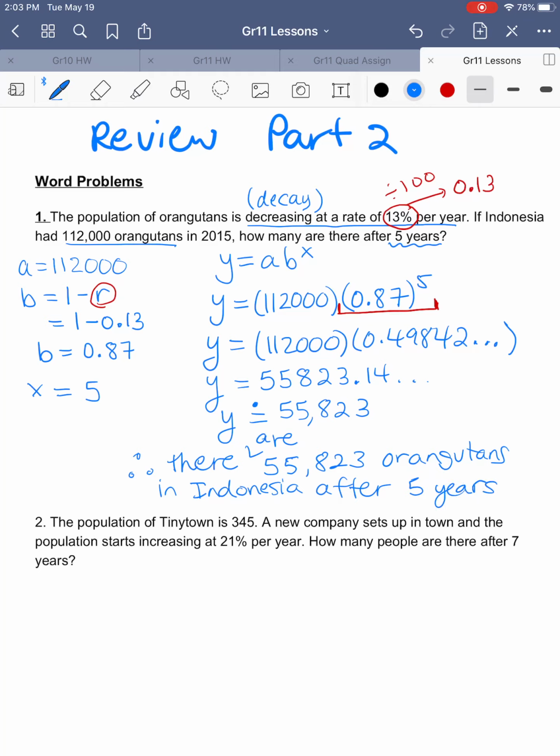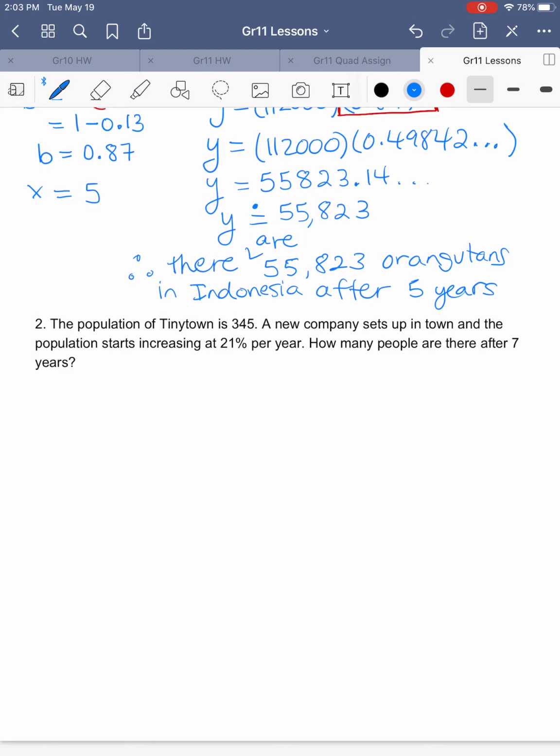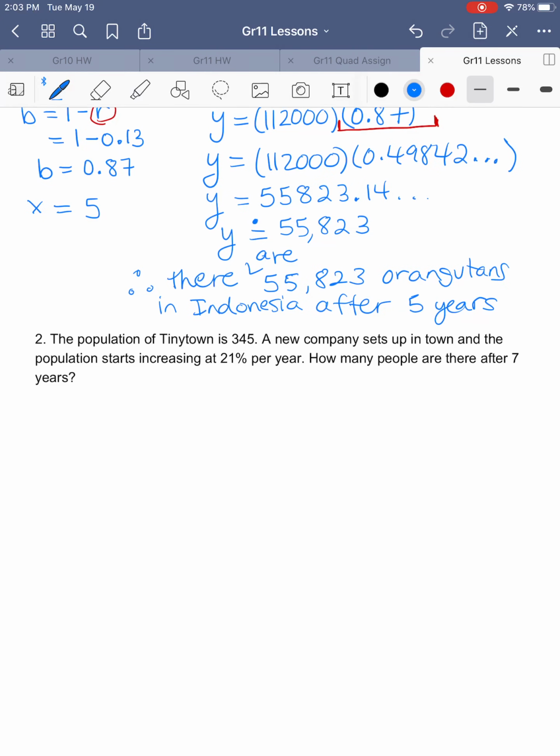Okay, so that was our question that dealt with decay. So now we're going to look at a question that deals with growth. The population of Tiny Town is 345. A new company sets up in town and the population starts increasing at 21% per year. How many people are there after 7 years?